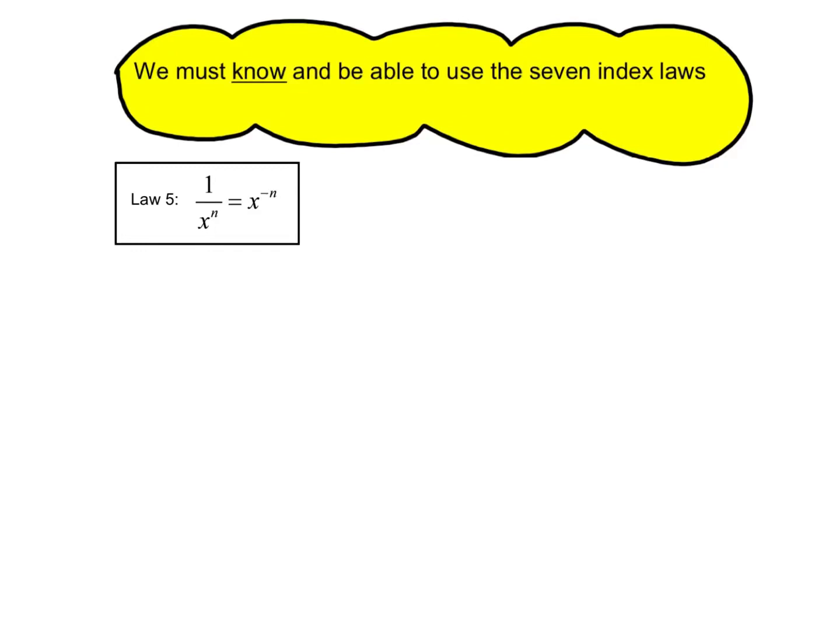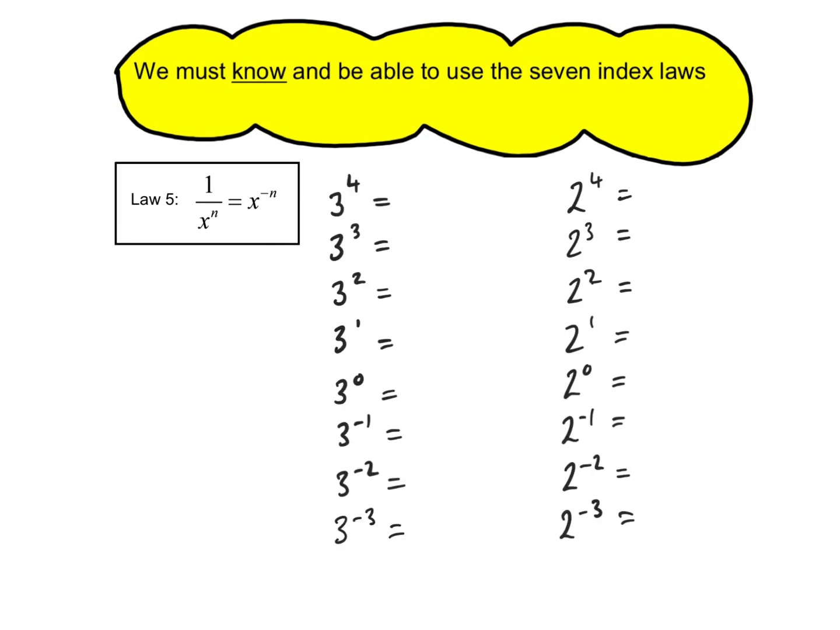In this video we're going to look at our negative index, so x to the negative n is the same as 1 over x to the n. Let's have a look at that in practice. So let's take a list of numbers here which I'll write out now, and what you can see is I've got 3 to the power of 4, 3 to the 3, 3 squared, 3 to the 1, 3 to the 0 and so on following down.